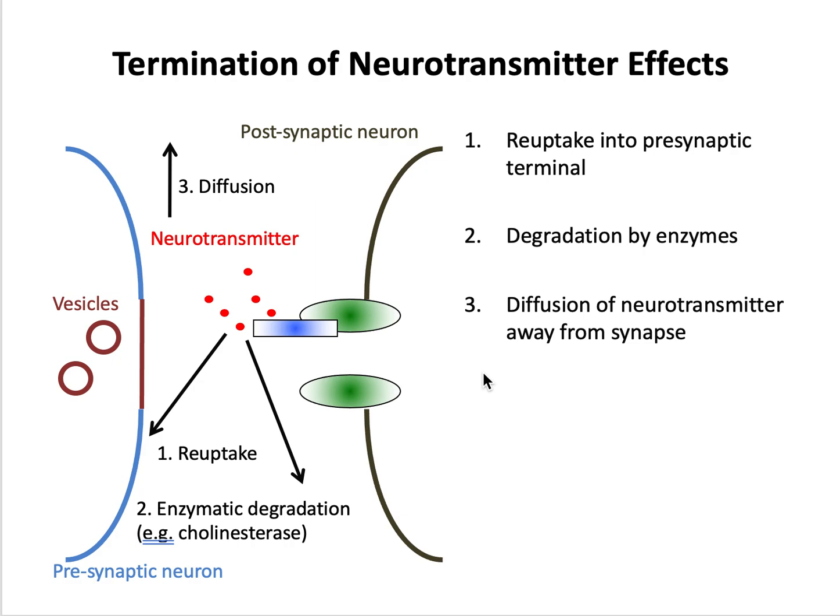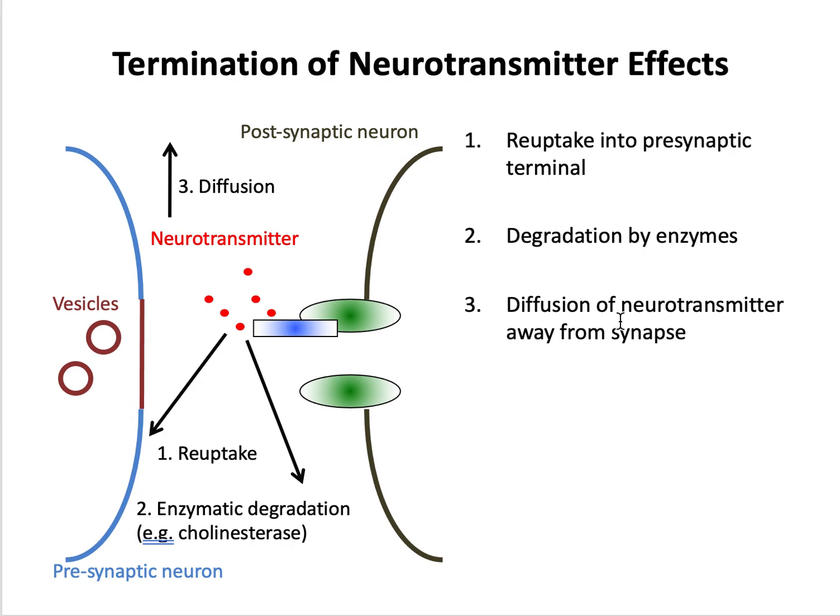And then at some point we have to have termination of this signal, of the transmission from our presynaptic neuron to the postsynaptic neuron. We have to be able to turn it off at some point. And how that's going to happen is, if we're talking about small molecule neurotransmitters, we can have reuptake into the presynaptic neuron, and they can be repackaged into vesicles and reused. So we can have reuptake.